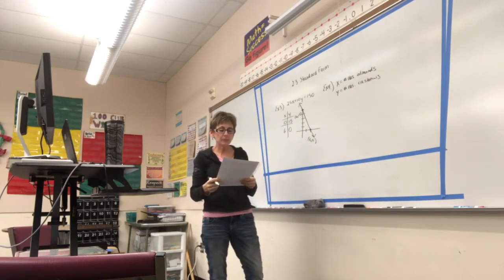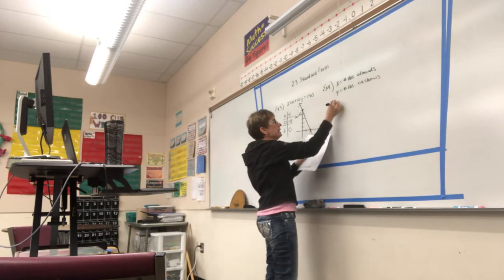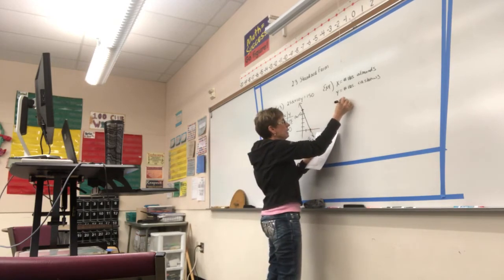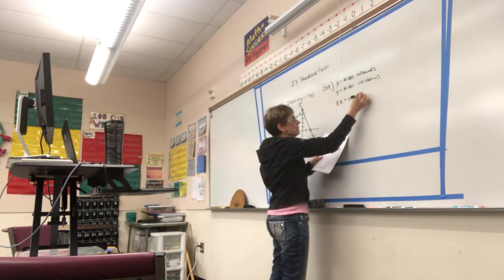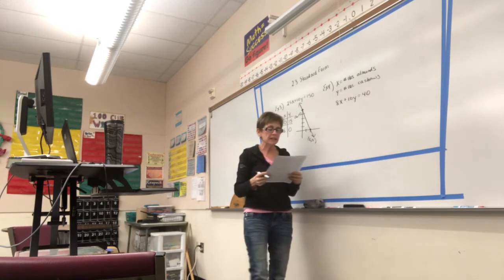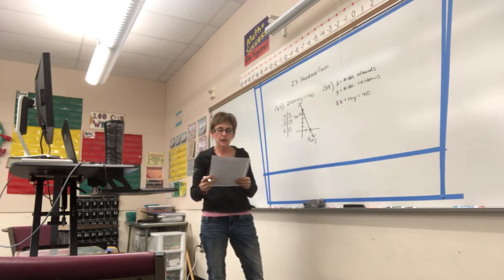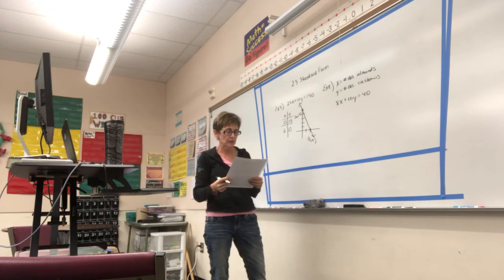Then, if we want to set up an equation, we would simply write 8x plus 10y equals 40, because she's spending $8 for every pound of almonds, and then $10 for every pound of cashews.